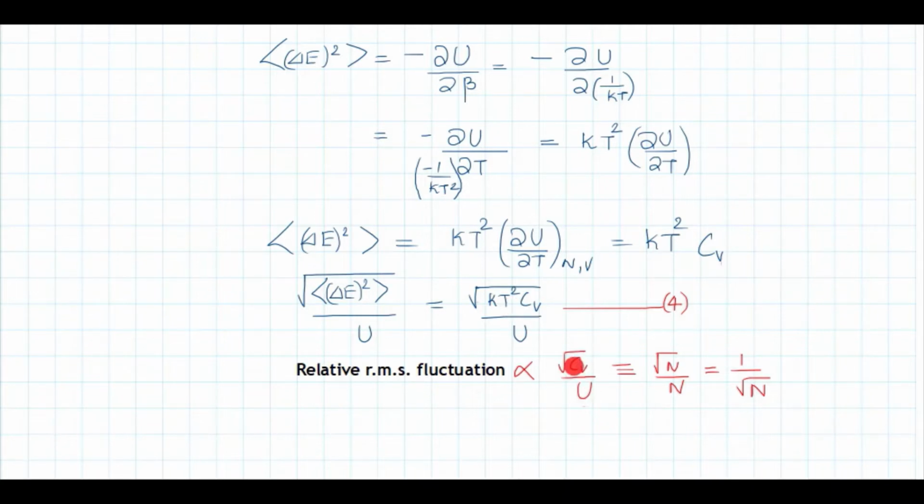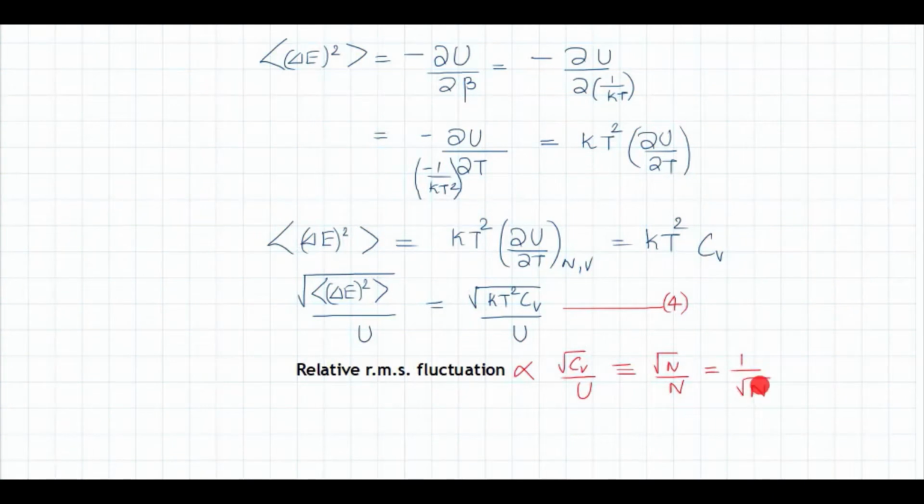CV is specific heat capacity. It is an extensive quantity. That means it is directly proportional to the size of the system, or we can say that CV is proportional to the number of particles in the system. So it is square root n divided by U, the average energy of the system, that is also proportional to n. So I can say that this is root n by n. Relative RMS fluctuation varies as root n divided by n, and that is nothing but 1 by root n. Okay.